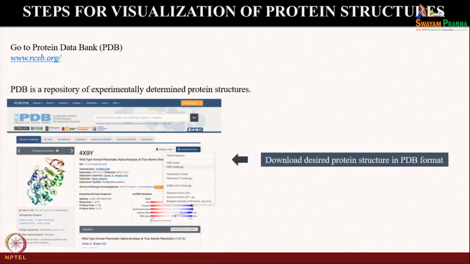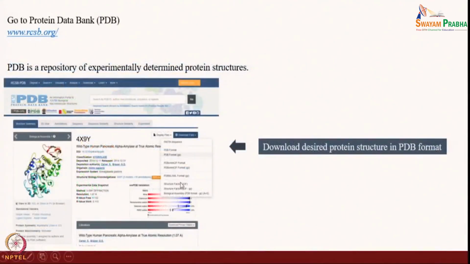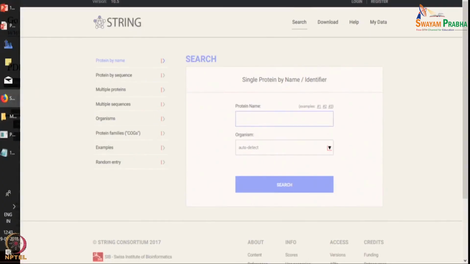We can search for any protein in the Protein Data Bank and it will give a unique ID, which is also known as the PDB ID of the protein. After searching for the protein of interest, in the download options you can see various formats of the protein structure. You can download the FASTA sequence, and you can also download the PDB format of the protein. Let's now directly go to the PDB.